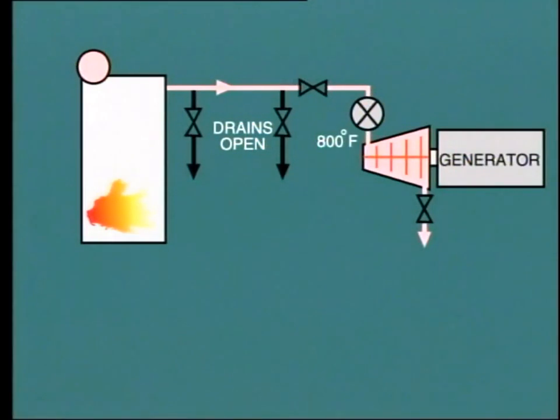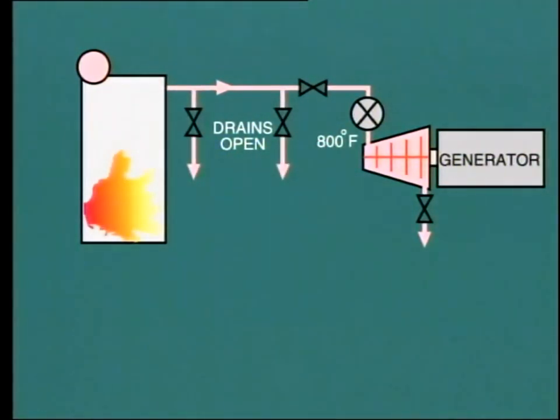In order to raise the steam temperature, we need to fire the boiler harder. But we cannot do that without having an increase in steam flow from the boiler. Even with all of the superheater drains and all of the reheater drains wide open, it may not be sufficient to provide the desired increase in steam temperature.